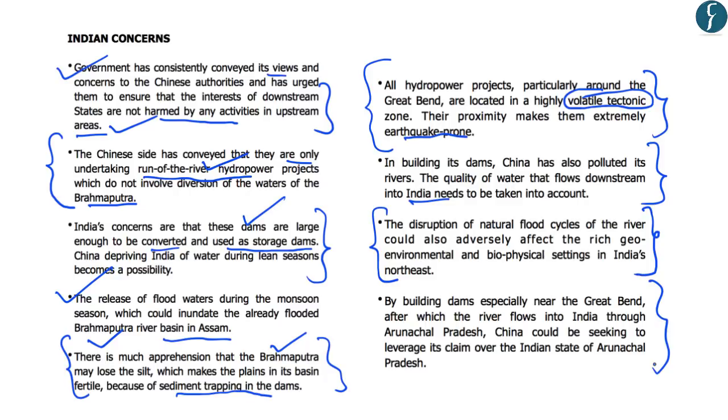And last but not the least concern is that India has always been concerned about the Chinese claims on Arunachal Pradesh. And if China builds dams, especially near the Great Bend or the Great Syntaxial Bend, from where the rivers flow into India, China could be seeking to leverage its claim over India's state of Arunachal Pradesh. So India sees this construction of dams as a threat to its sovereignty in Arunachal Pradesh in the northeastern part. Now, all these points are important in the General Studies Paper 1 under the topic Resource Geography and what is the likely impact of construction of dams by China on the river Brahmaputra.